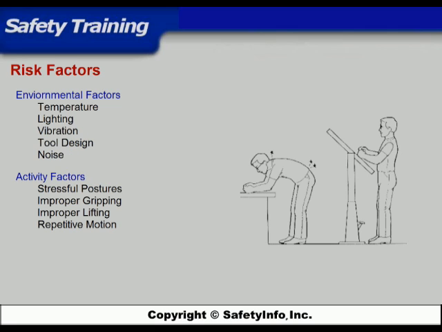Risk factors are the elements of workstation design or employee actions that can result in musculoskeletal disorders. Risk factors can be broken down into two areas: environmental factors and activity factors. Environmental risk factors include temperature, excessive heat or cold, lighting, vibration, tool design, and noise. Activity risk factors include stressful static or awkward postures, improper gripping, improper lifting, or repetitive motion.